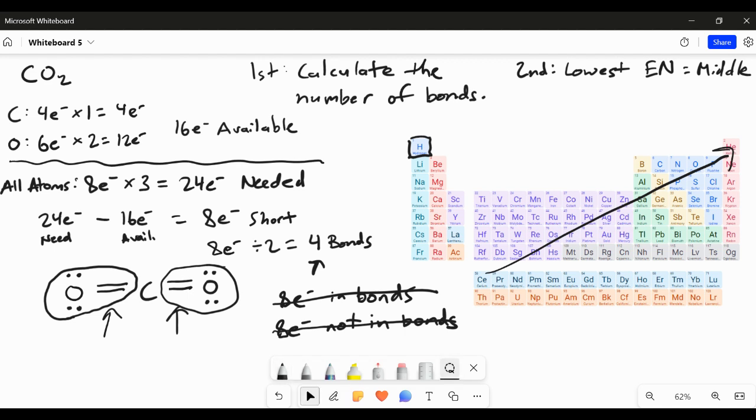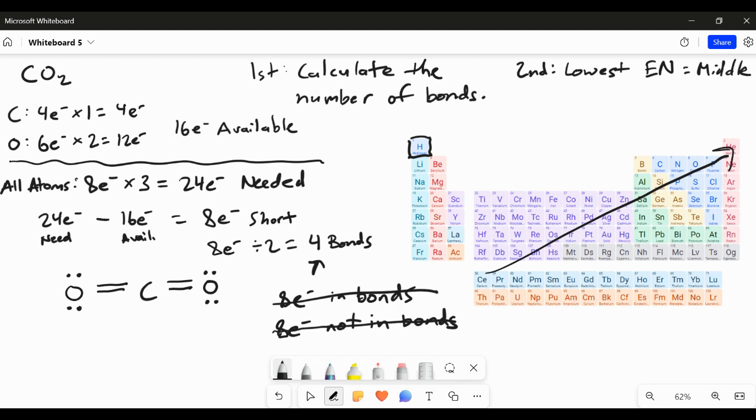So, as a result, let's just go back. That's better. As a result, this whole molecule now meets the octet rule. Each atom has 8 electrons. So, it's happy. So, we can see that we can do this process for basically any molecule. Okay? Let's try one more.